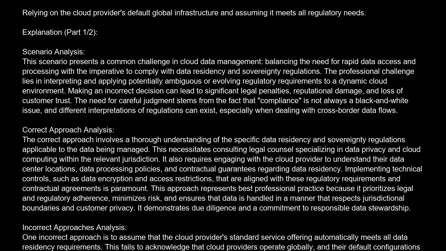The correct answer is D. Relying on the cloud provider's default global infrastructure and assuming it meets all regulatory needs.